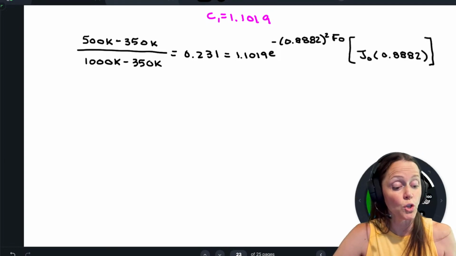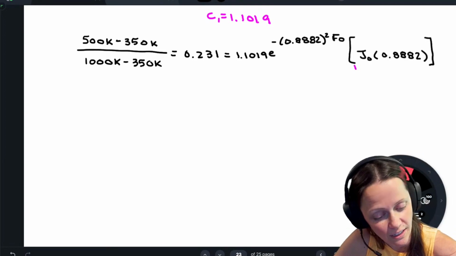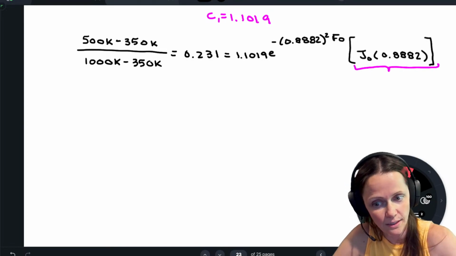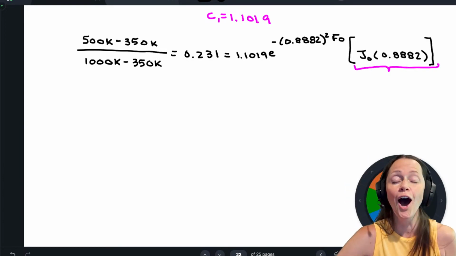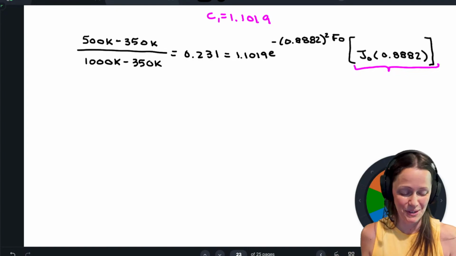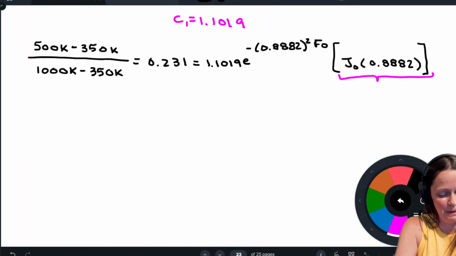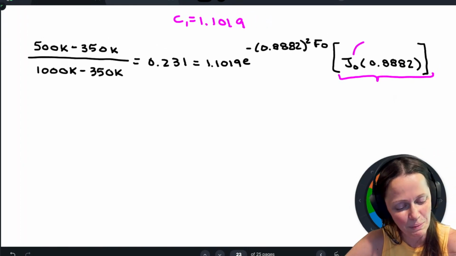All right, so let's go look up our Bessel function here. I think they mean the J sub 0. Okay, I'm sorry, I was still thinking about animals. Yeah, so this is a Bessel function.